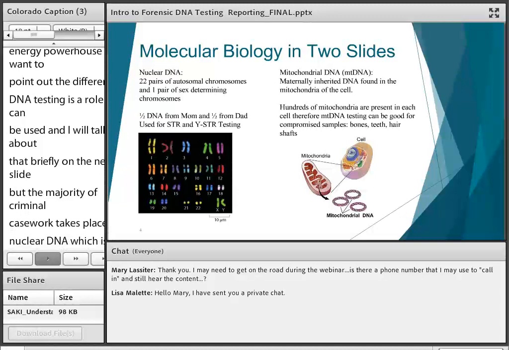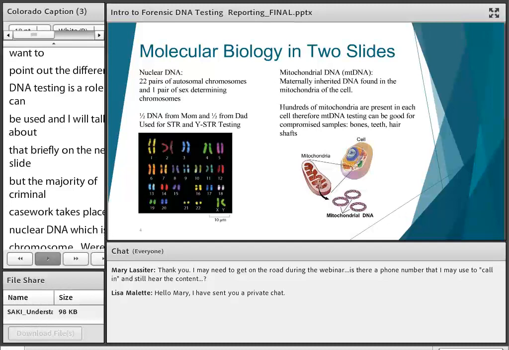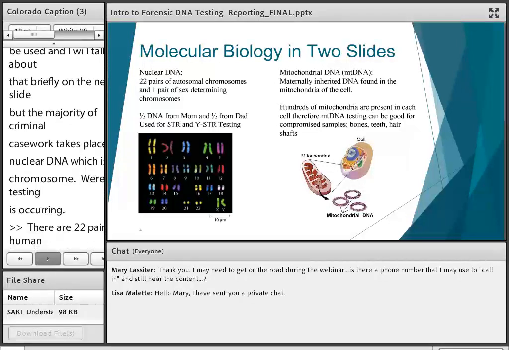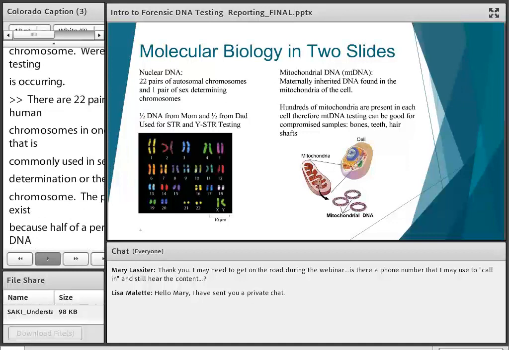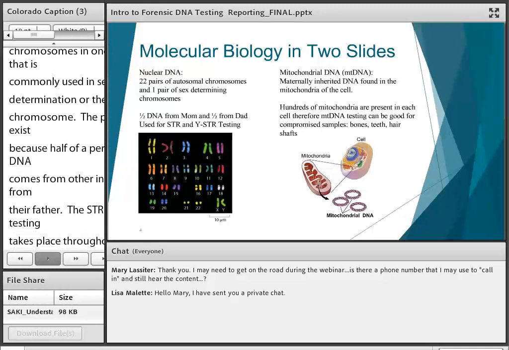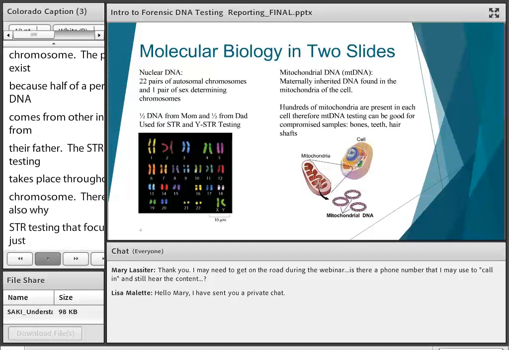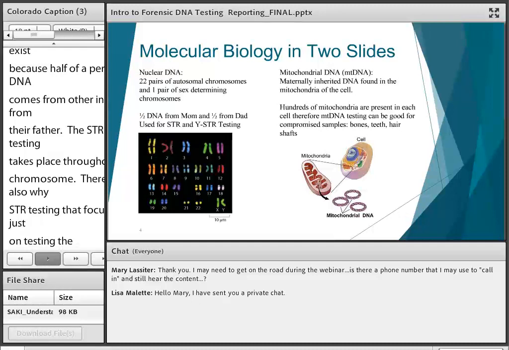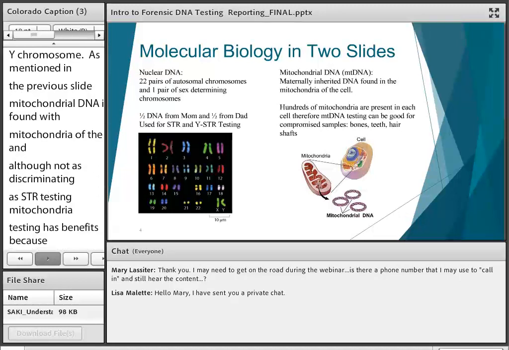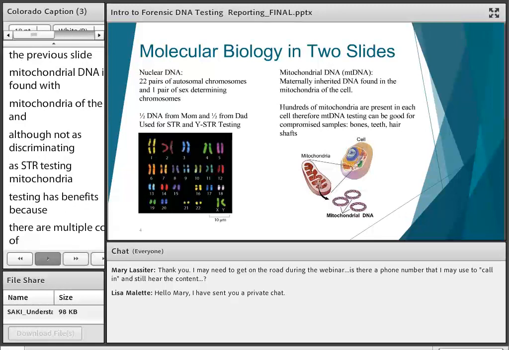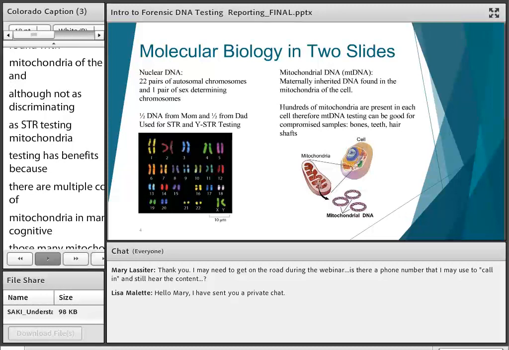There are 22 pairs of human chromosomes and one pair that is commonly used as sex determination, or the XY chromosomes. The pairs exist because half of a person's DNA comes from their mother and half of their DNA comes from their father. The STR testing takes place throughout the chromosomes. There is also YSTR testing that focuses just on testing the Y chromosome. And as mentioned in the previous slide, mitochondrial DNA is found within the mitochondria of the cell. Although not as discriminating as STR testing, mitochondrial testing has benefits because there are multiple copies of mitoDNA per mitochondria and many mitochondria per cell. Therefore, it is useful for compromised samples that can be difficult to obtain STR data, things such as bones, teeth, and hair shafts.